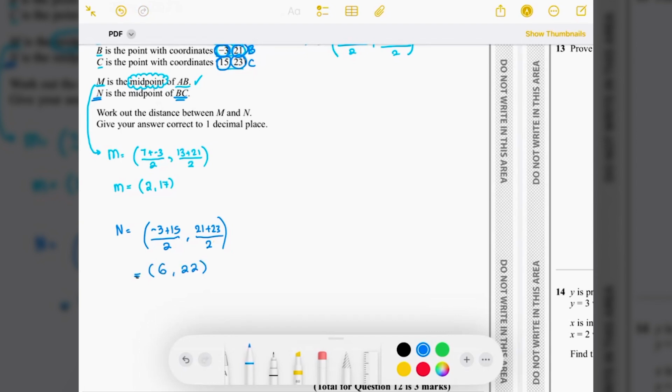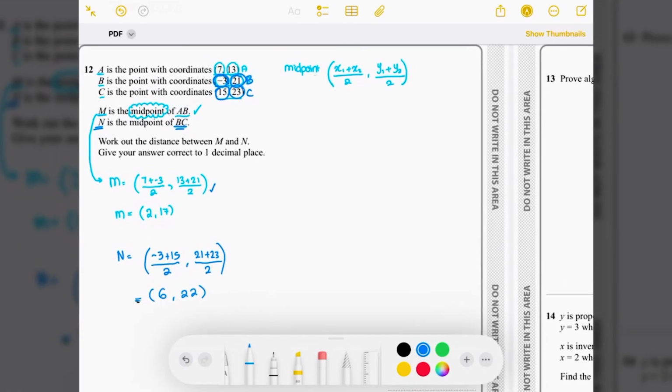Now, even if you can get 6 and 22 and 2 and 12 straight away, still write it out like this, because if you make a mistake that we all do, like a silly mistake, you will get a mark for this, even if you wrote it as a different number. Okay? Now, let's put a bubble around this one because you need this formula.